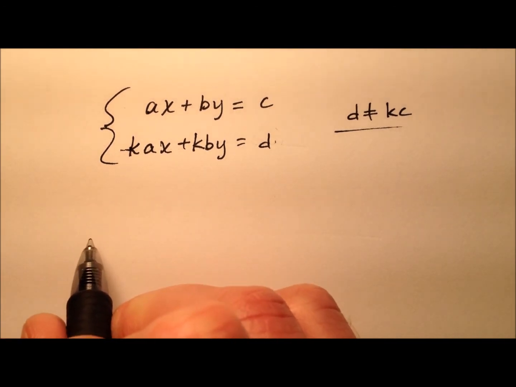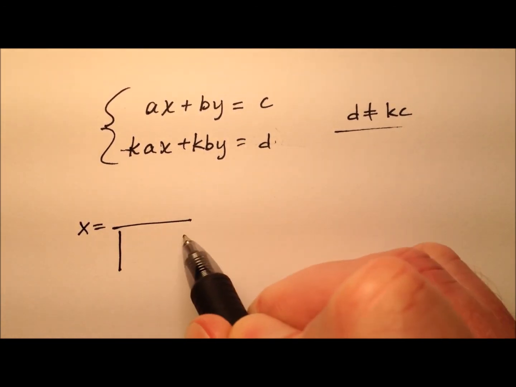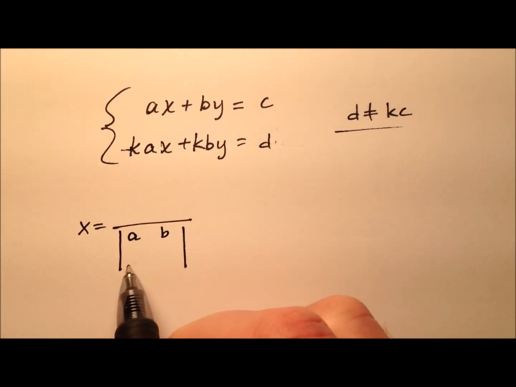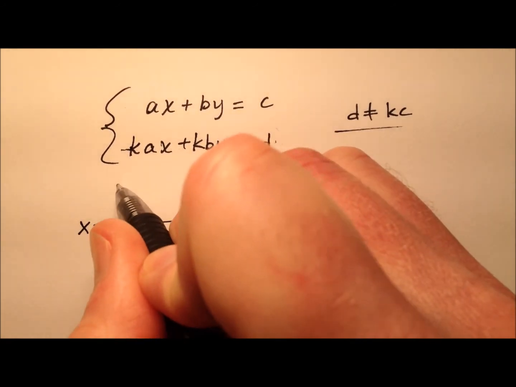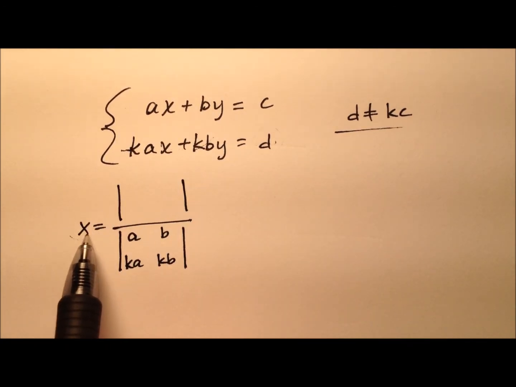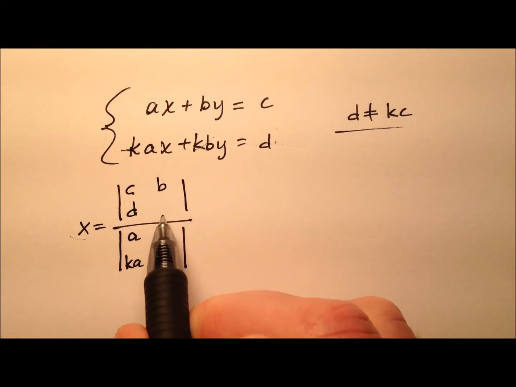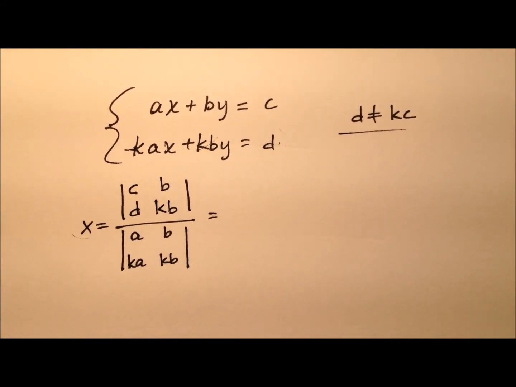Okay, so let's go ahead and now use Cramer's rule. The denominator will be the coefficient matrix, so a, b with ka and kb. Okay, well how about my numerator? It's going to be the coefficient matrix, but my x is going to be replaced with c and d. And then here's b and kb. So let's go ahead and find that value.